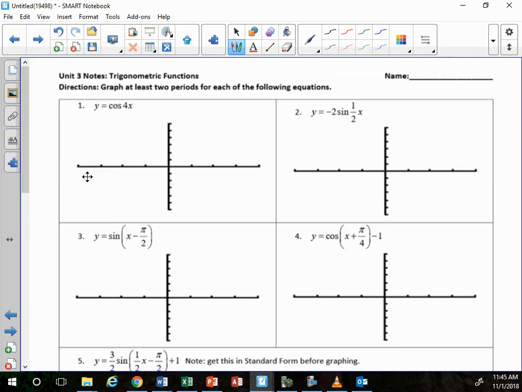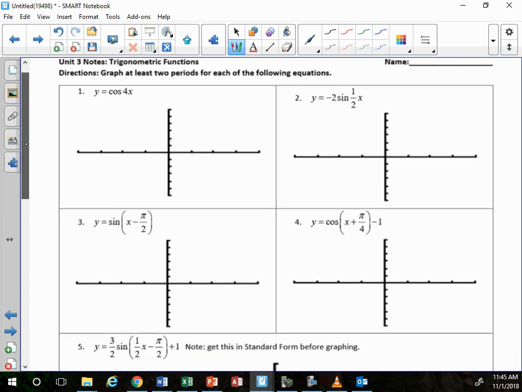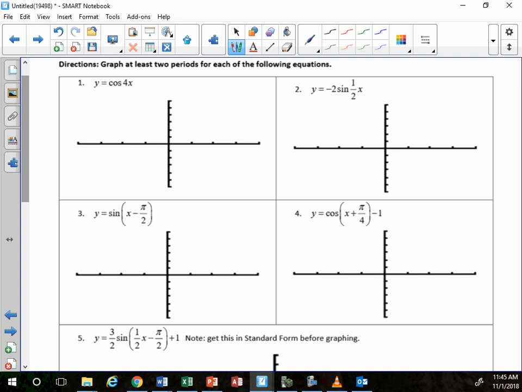Okay. Now we get to graph some. Woo! All right. Okay, so the first one, cosine graph. What's different about it? There's a 4, yes, so there's a b value.